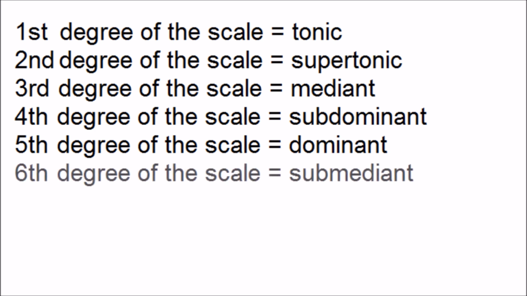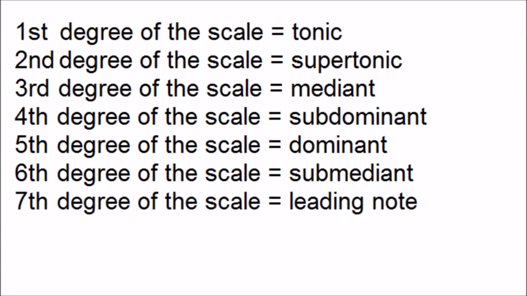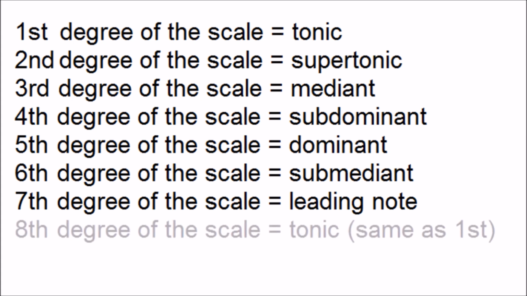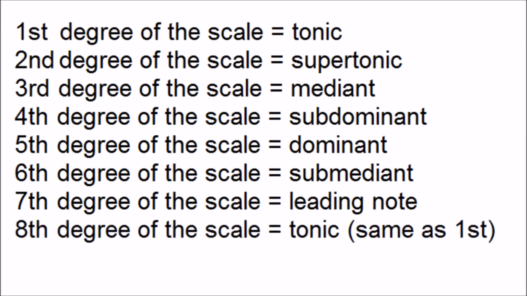The sixth degree of the scale is called the submediant. The seventh degree of the scale is called the leading note. And finally, the eighth degree of the scale is the same as the first degree of the scale and is called the tonic.